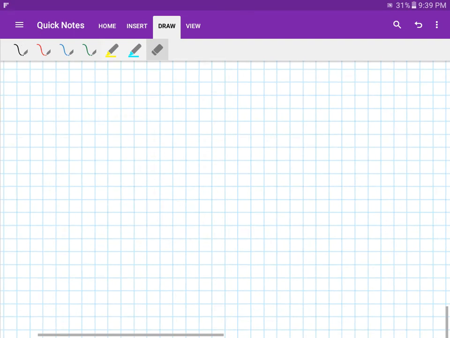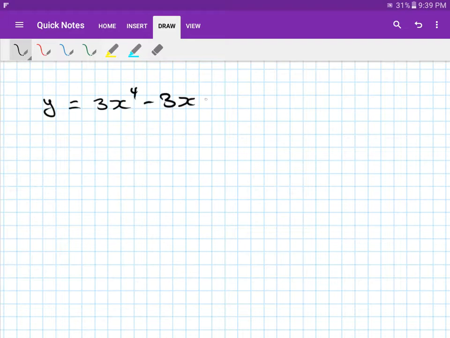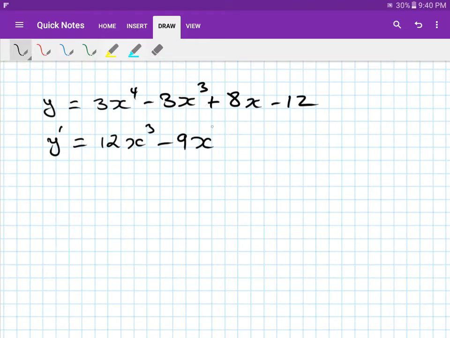All right, so next one. Y equals 3x power 4 minus 3x cubed plus 8x minus 12, for instance. So y dash is 4 times 3 is 12, and 4 minus 1 is 3, so 12x cubed. Then 3 times 3 is 9, and 3 minus 1 is 2, so 9x squared. For 8x, nothing in front means 1, and 1 times 8 is 8. X power 0 is 1, so we leave it. And then negative 12 is just 12x power 0, and 0 times 12 is 0. So that's your answer.